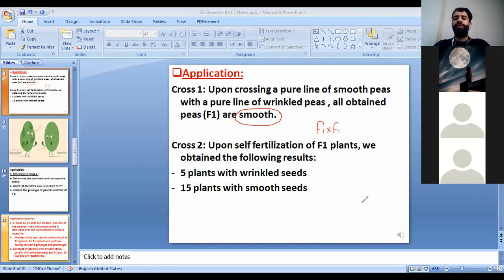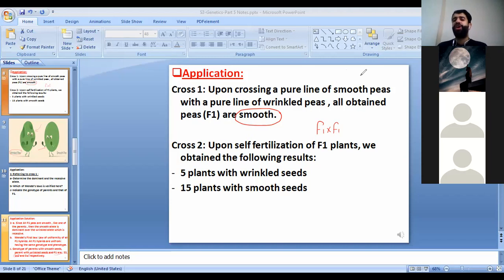Wrinkled allele recessive, with respect to the smooth, the dominant allele. Thank you, Sarah. Thank you very much. So here, Sarah gave the symbol S for the smooth, which is the dominant, as a capital, and for the wrinkled, the recessive allele, W small.